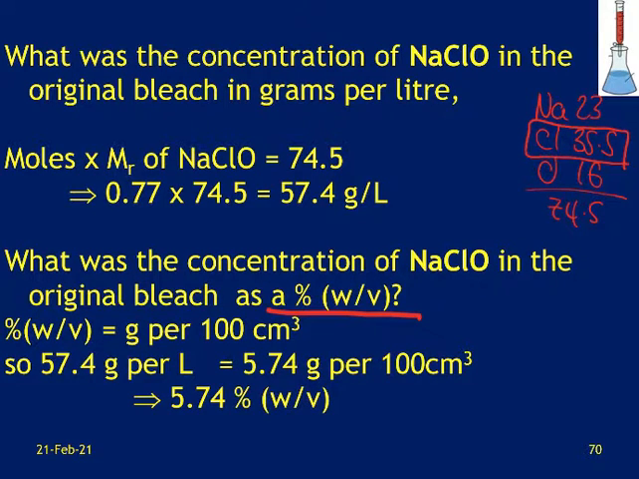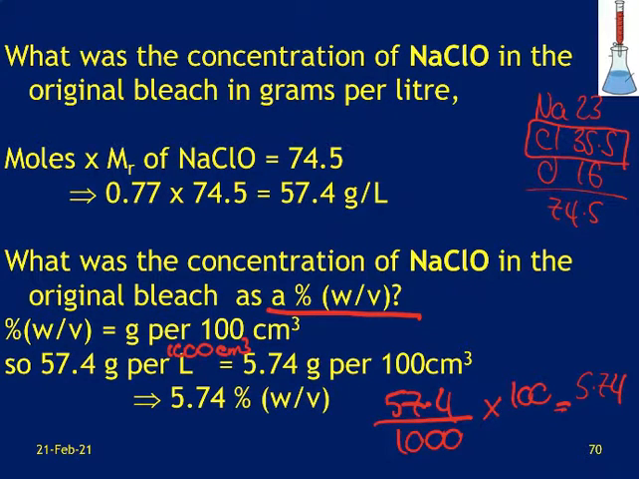So I have grams per 1000 centimeter cubed here. And to go from 1000 to 100, if you want to go about it the long way, there's no problem doing that. You divide it by 1000 to find out what's in 1, and you multiply it by 100 to find out what's in 100. So that's going to give you 5.74 grams per 100, and you just need to write it with the units percent weight per volume. Okay, and that is us.